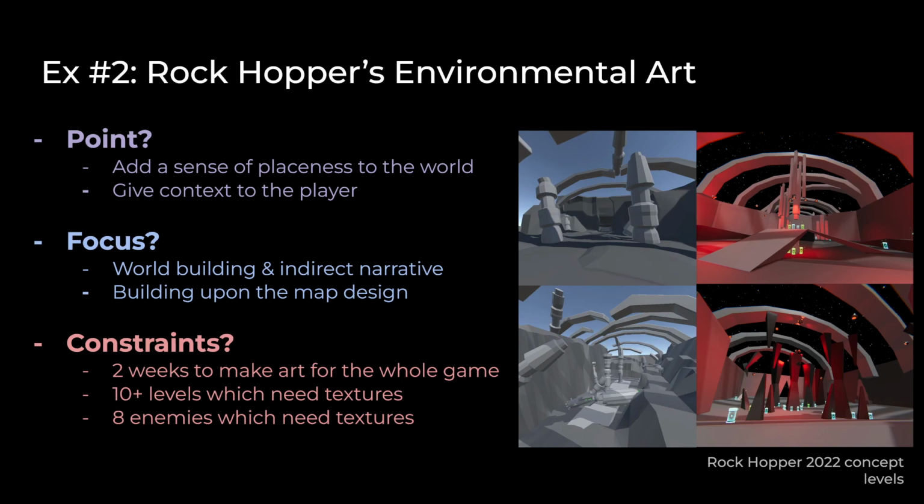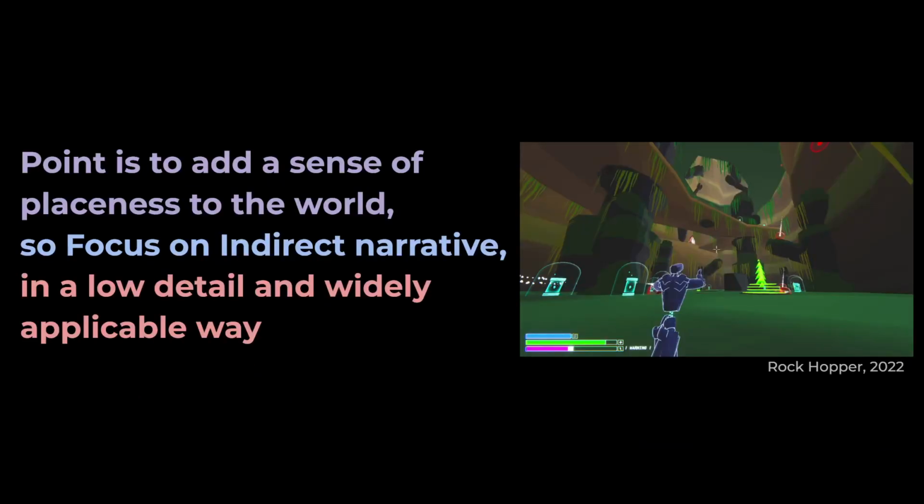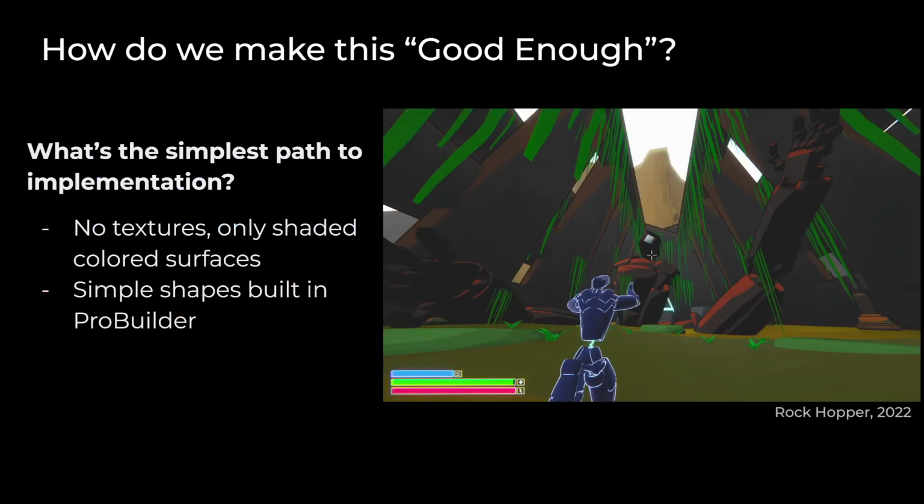I wanted to give more placeness to the world. I felt like it needed more world building and specifically indirect narrative. Like, what is this environment and what is in it? Then I had a few constraints. I had 2 weeks to make art for the whole game. It was a long game. It had more than 10 levels and 8 enemies, and they all needed texturing, or so I thought. The point is to add a sense of placeness to the world, so focus on the indirect narrative, and do it in a low detail and widely applicable way. So you have a screenshot on the right, but if we keep going, we can see some more screenshots here too.